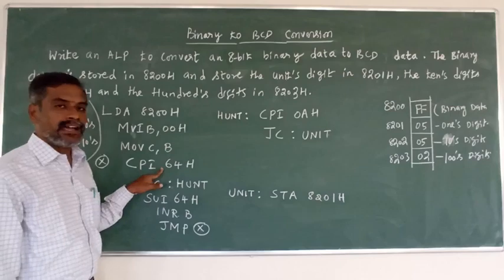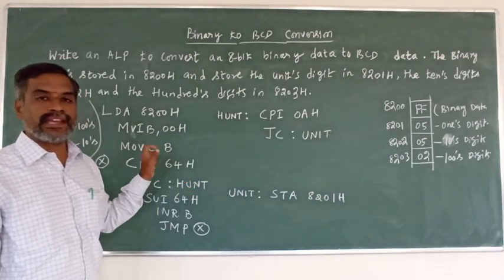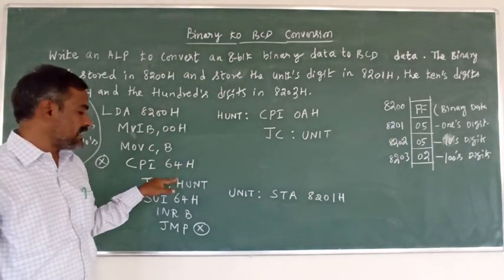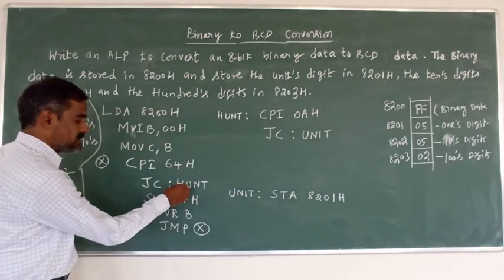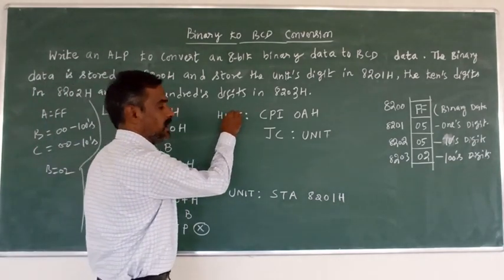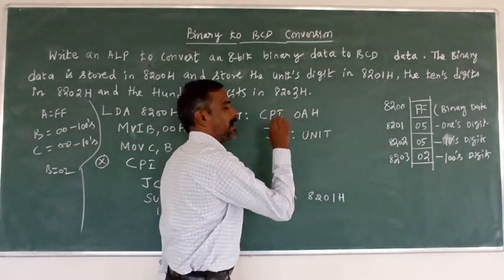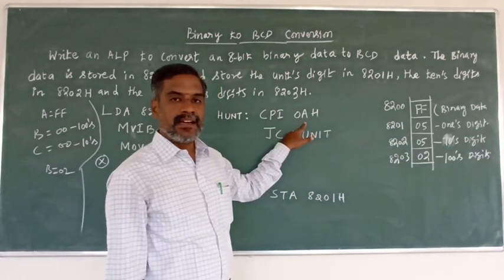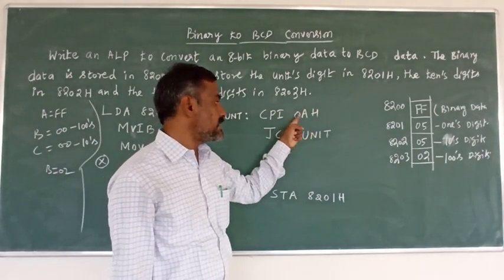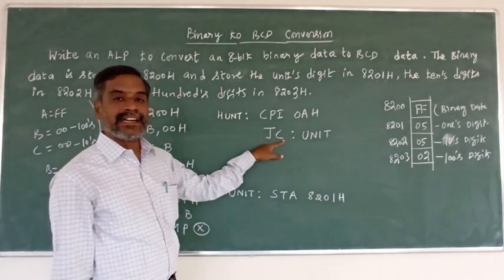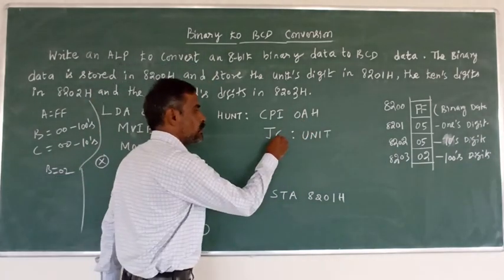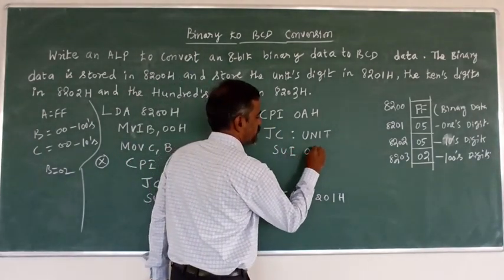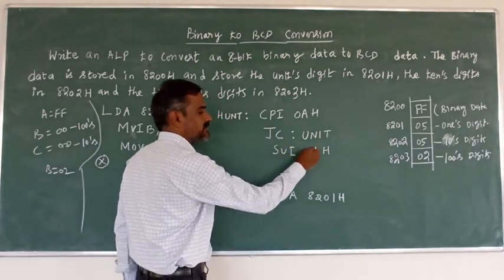Again compare the accumulator with 64. Accumulator 55 compared with 100. Here the carry flag will be set. Set means directly jump to this address location. And jump to here, compare accumulator 55 with 0A, which means 10. Now the accumulator content is larger than 10. Now the carry flag will be in reset condition. Reset means we have to subtract, SUI 0A, to subtract 10 from the accumulator.